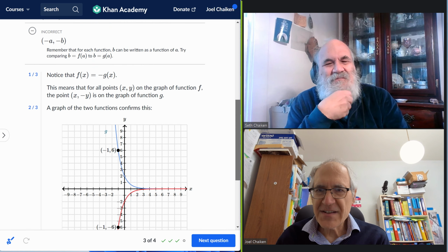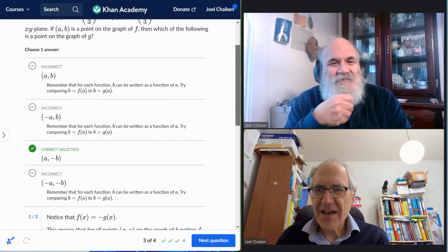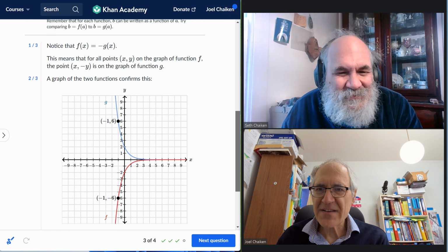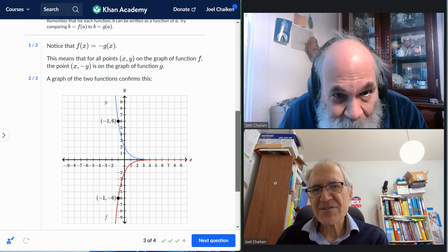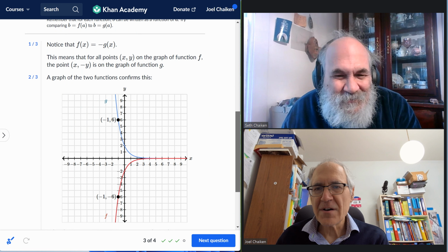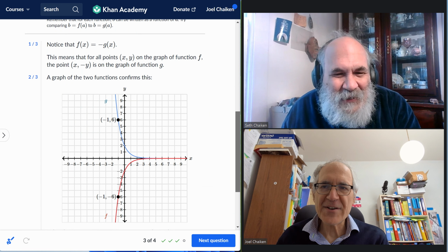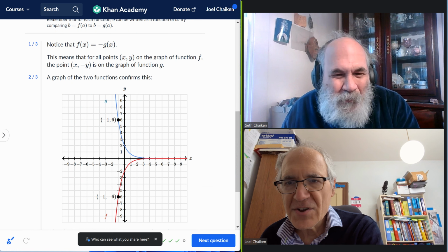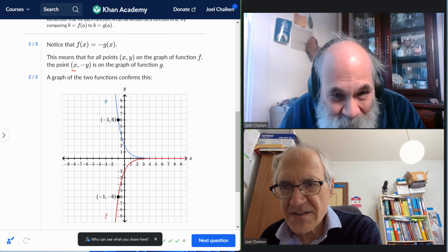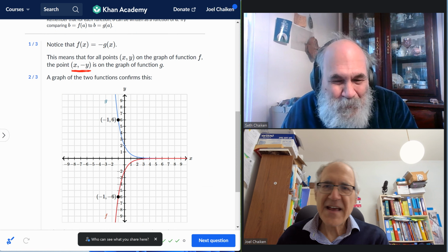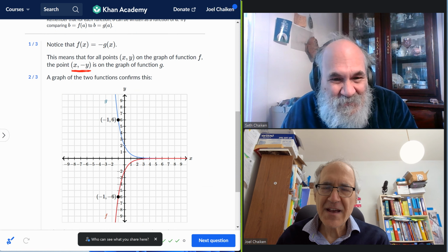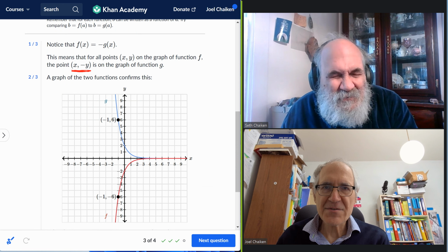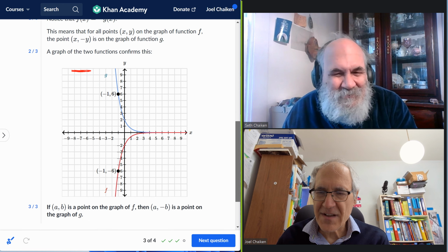Oh, look, they did the graphical approach. Notice that f of x is negative g of x. That means that for all points f of x on the graph of x, the point, so they do it both. They do it both because if you do it with method one, their step one, you don't need the graphical approach. There's the answer right there. And now they are doing it both ways. And then they graph it, and then they show how it works.